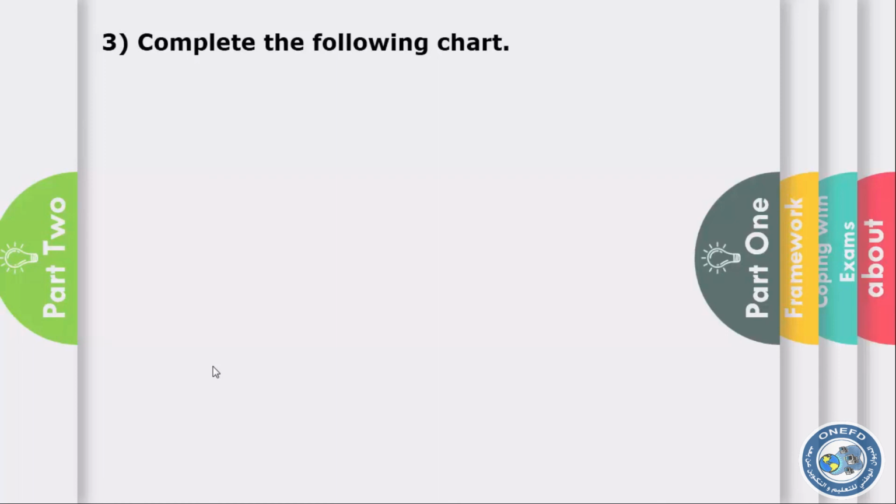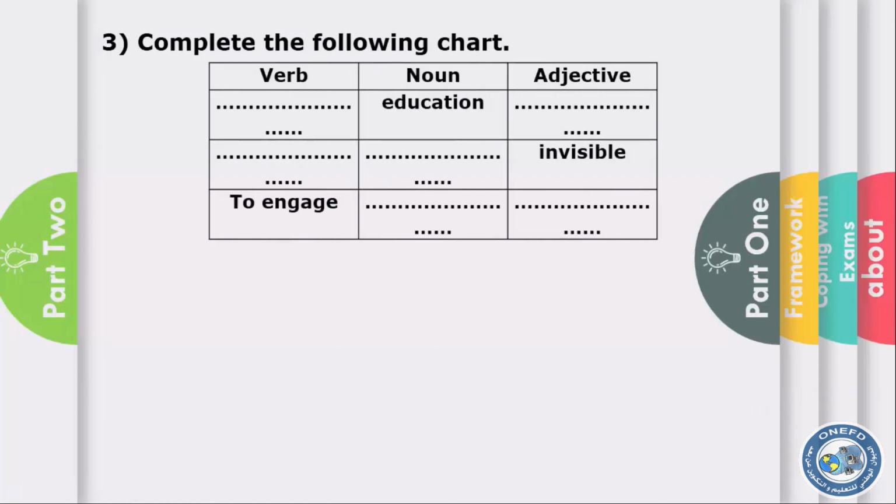Complete the following chart. In this type of question, we are going to work on the level of morphology and more specifically on derivatives. As you can see, you have a chart with three columns: verb, noun, and adjective, and you have examples of words. For example, the first line, education, a noun. You are required to derive its verb and its adjective. The adjective invisible, you are required to derive its noun and its verb. And the verb to engage, you are required to derive its noun and its adjective. How do we usually form words in English? We usually form them using affixation, meaning suffixes or prefixes.